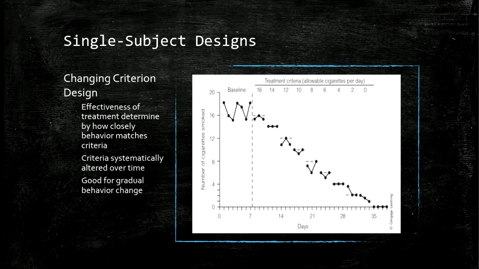And this is good for gradual behavior changes. You want to slowly reduce the number of cigarettes you're smoking. You want to slowly increase the amount of time you spend working out. So this is good for those types of gradual behavior changes.